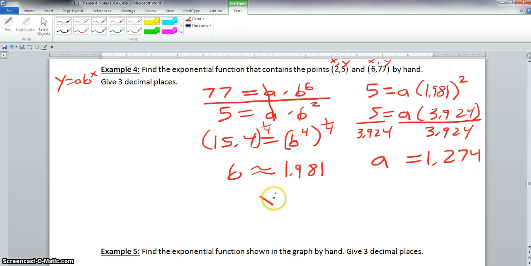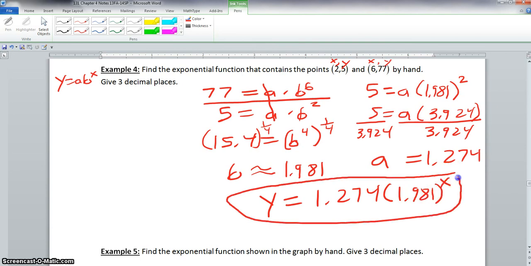So our final answer would be y is equal to 1.274 times 1.981 to the x power. And that will be our equation.